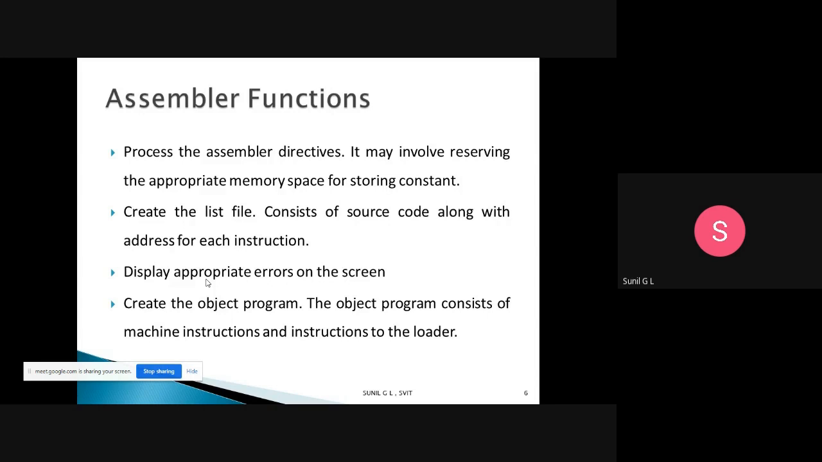And last one, it will create the object program, and the object program consists of machine instructions and instructions to the loader. The machine instruction is nothing but instructions to the microprocessor, and the loader instruction is for loading the object program to execute the program. Once it is loaded to memory, it is ready for execution. So these things will be the functions of assembler.